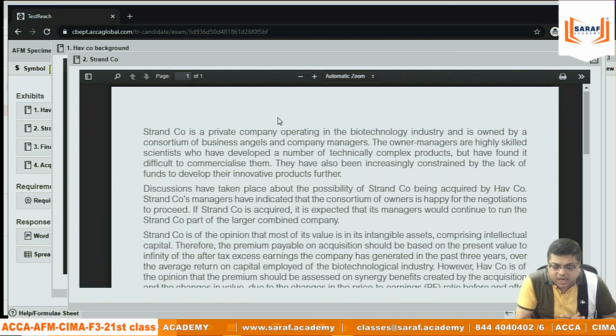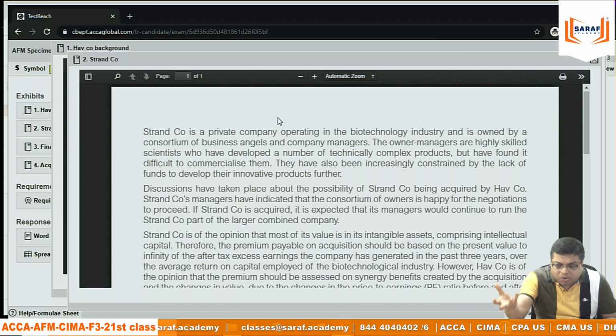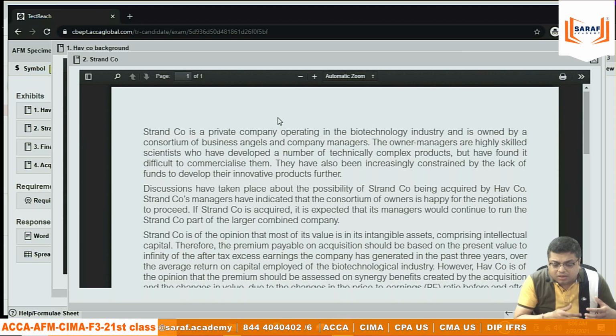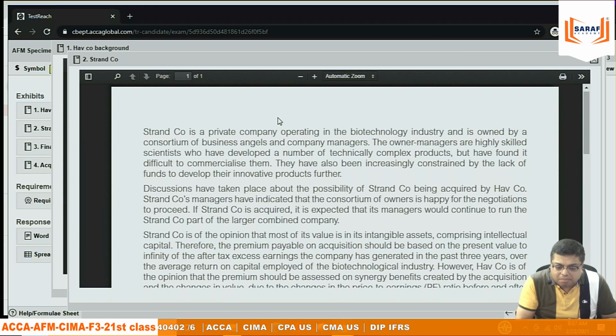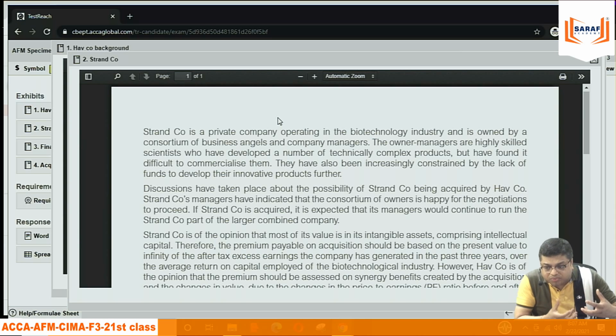So one synergistic benefit is straight away coming. This company is very good in developing bio products, and our company is very good in marketing that. So synergy will be coming by mixing the two. They have also been increasingly constrained by the lack of funds to develop their innovative products further, and we will help them by giving our funds, our cash resources, so they will be able to do innovation. The innovative products are there, but for development the funds are required. They don't have, we have. So there are 2 points for synergies coming here.